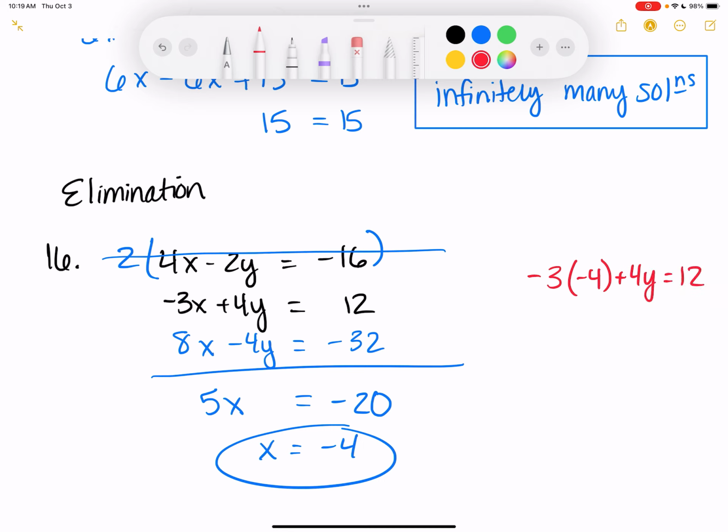So it says 12 plus 4y equals 12. 4y equals 0, so y equals 0. Answers are still written as an ordered pair, so negative 4, 0 is my answer.